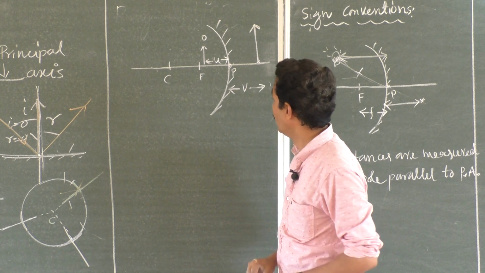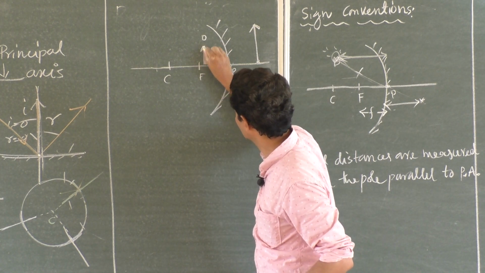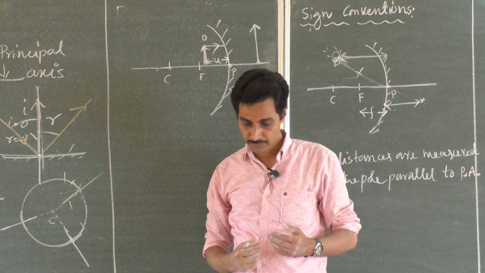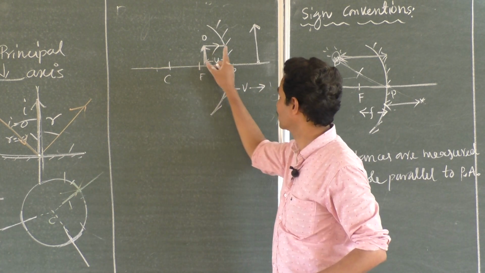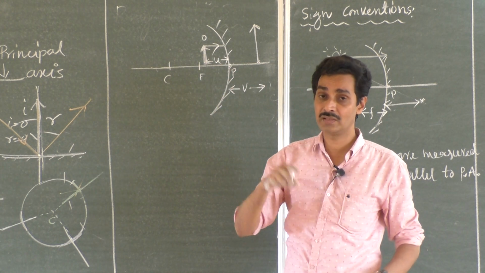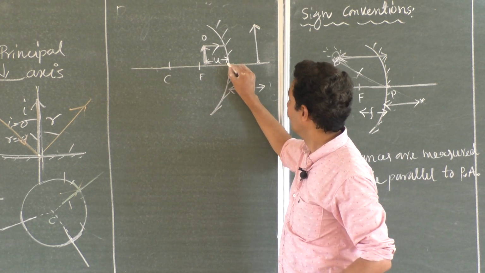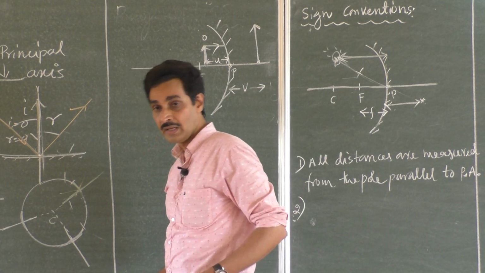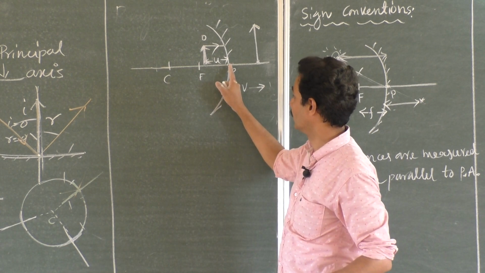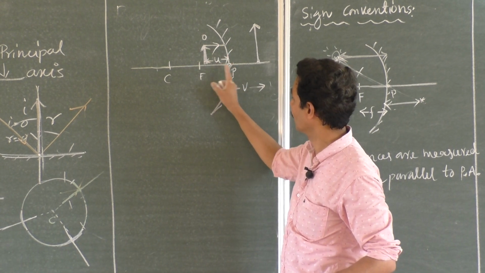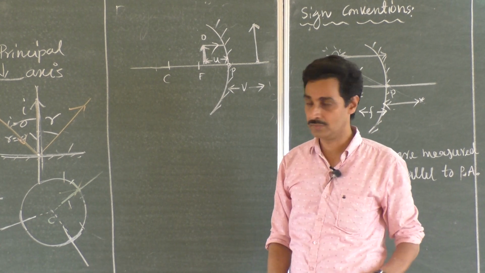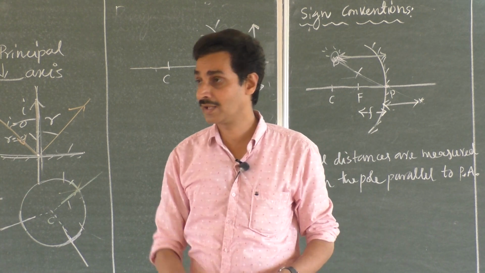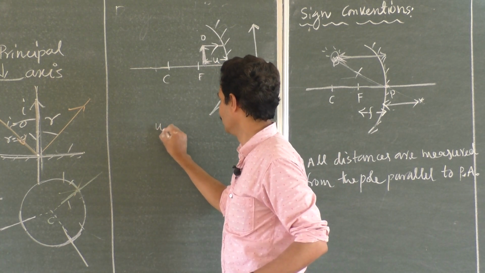Start from the pole. Now, if this is a bulb, how does the bulb emit the rays of light? Like this. The bulb emits rays of light diverging and going away. When you measure the distance from the pole to the object, you move against the direction of light. Any distance measured by traveling opposite to the direction of light is taken as negative. Distances measured opposite to the direction of light are taken negative. So in this case, U is negative.